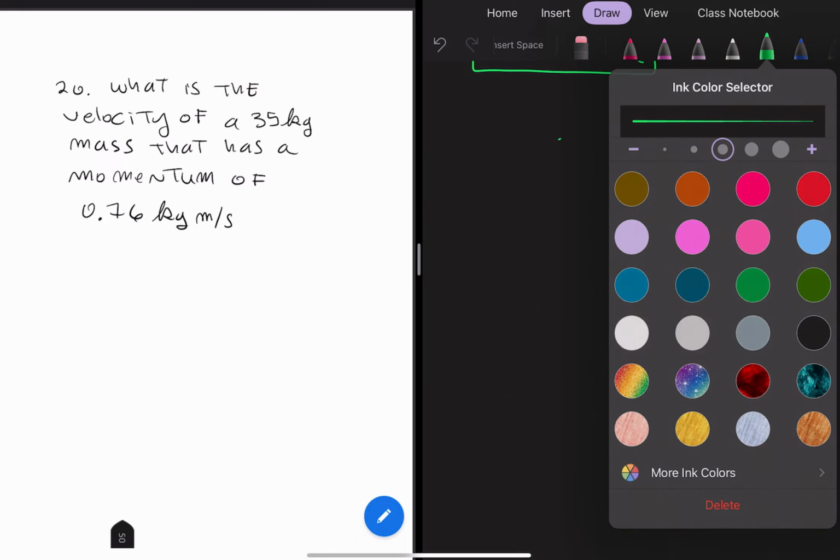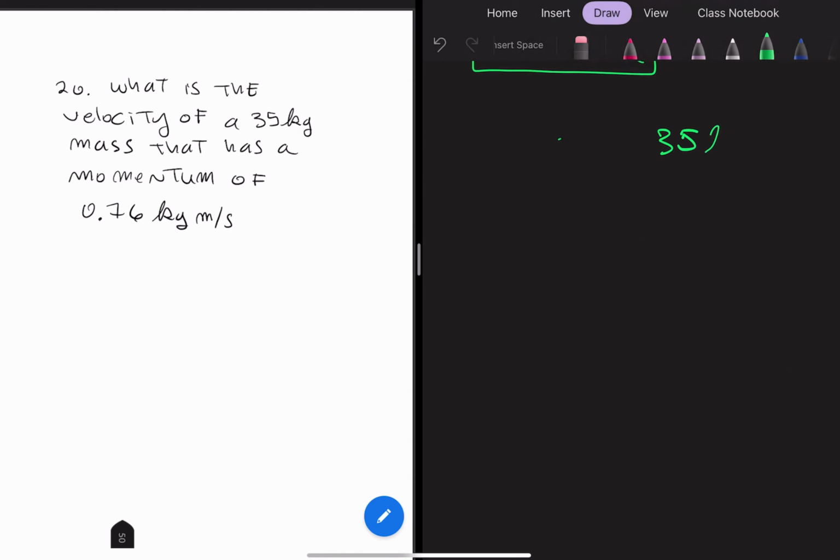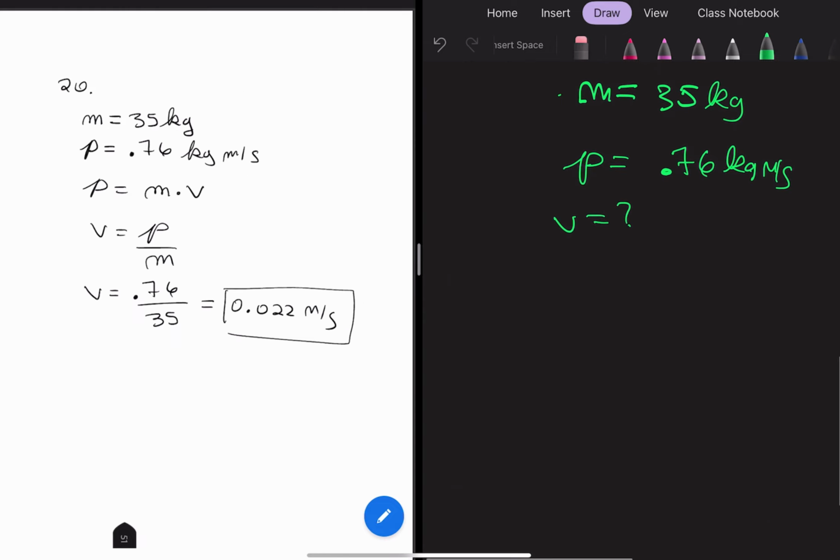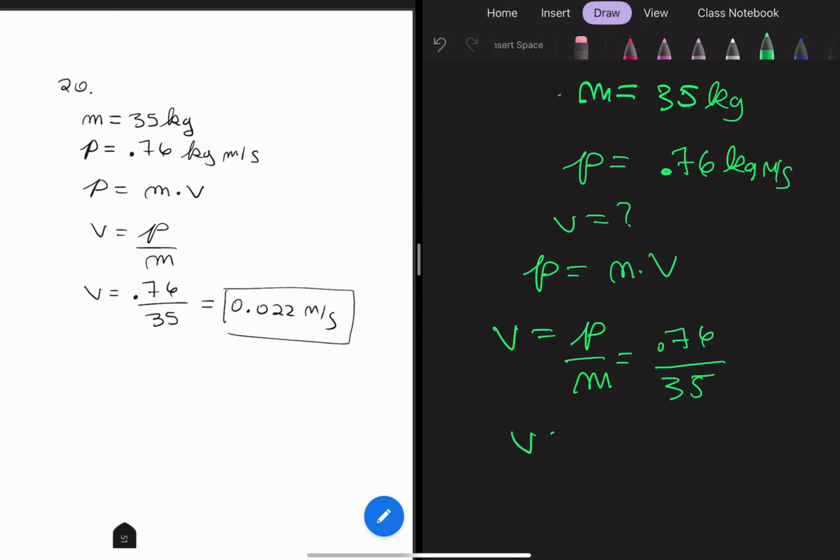Alright, so let's see how to solve this. You have 35 kg, which is kilograms or mass, and 0.76 kilogram meter per second, so that's the momentum, and we want the velocity. So this is just a simple equation. Momentum is equal to mass times velocity. So velocity is going to be momentum over mass, so that's going to be equal to 0.76 divided by 35, and that will give you 0.022 meters per second.